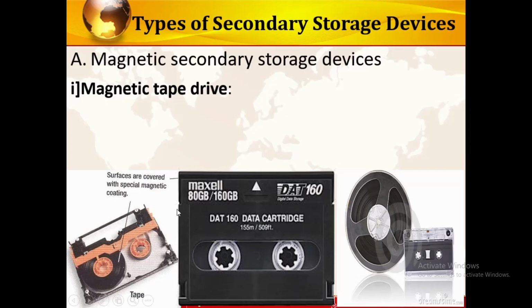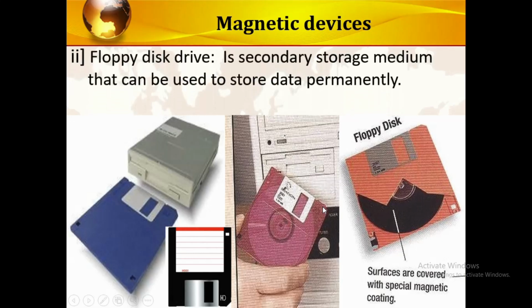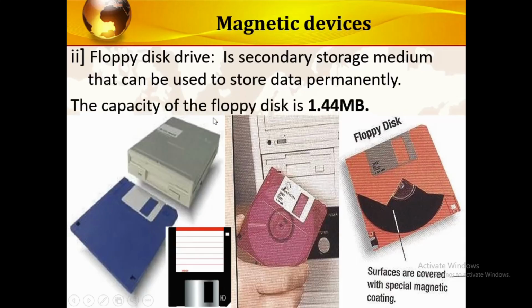These tapes were used some time back, and they are still used in some areas. It's a medium that consists of a thin tape with a coating of fine magnetic material for recording digital data. We have the floppy disk drive. It's a secondary medium that can be used to store data permanently. However, it doesn't store much. It can store up to 1.44 megabytes. So this is a floppy disk, and this is a floppy drive. Here, a floppy disk enters into a floppy drive like this.